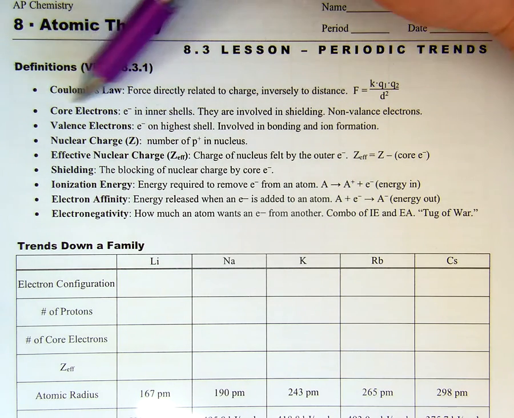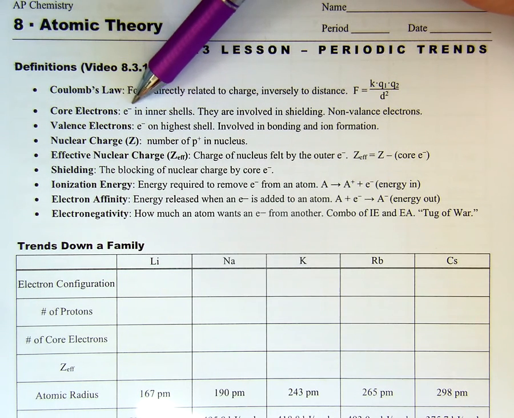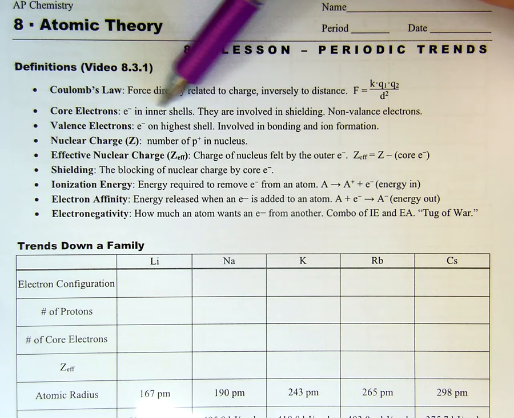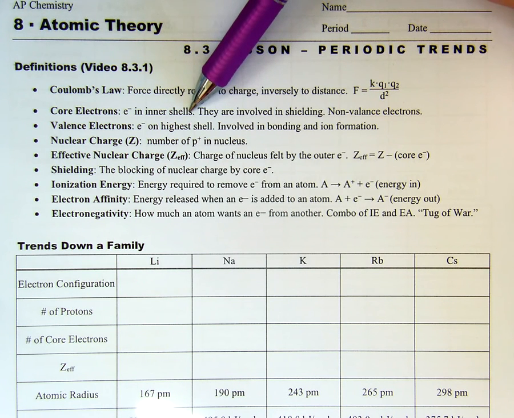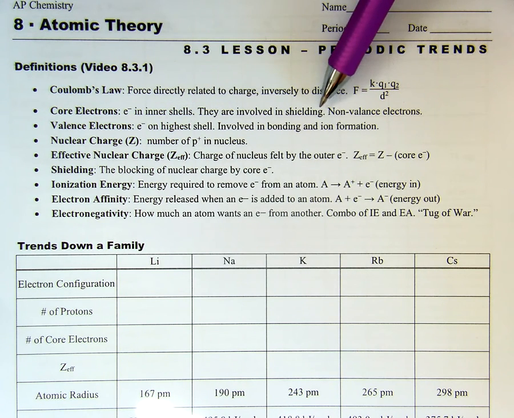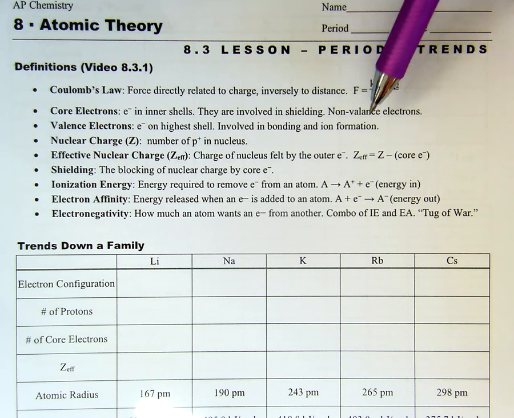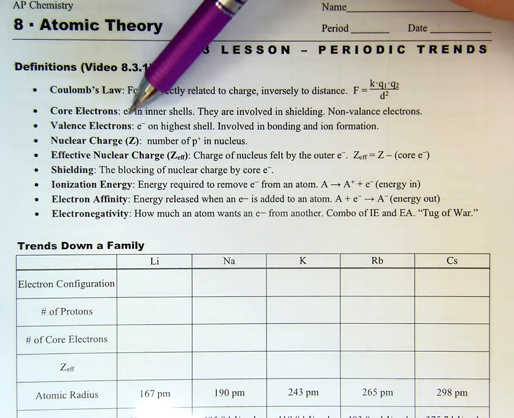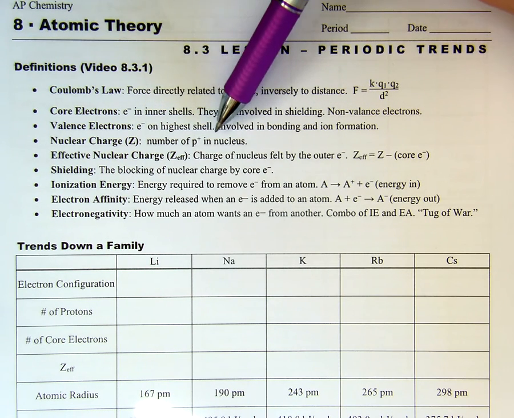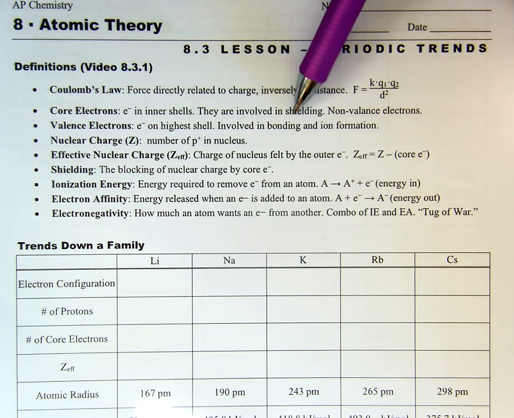Our core electrons are any electrons in the inner shells. So the ones that are closer to the nucleus are the inner shells. They're involved in what we call shielding, and they are non-valence electrons, so they're not really involved in bonding. Valence electrons are in the highest shell, or in the shell farthest away from the nucleus. These are involved in bonding and also ion formation because they can be gained and lost.